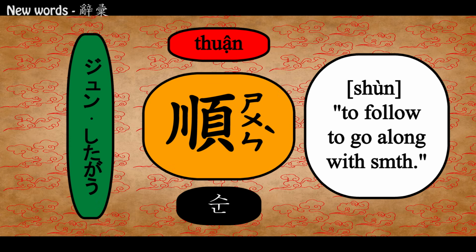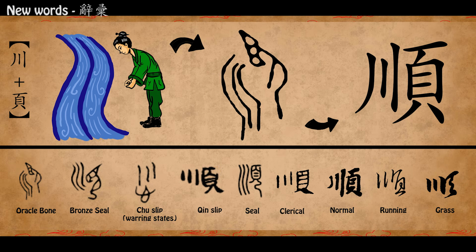Shun, to follow, to go along with. From chuan, river, and ye, head. To be like the river, to go with the flow, to follow. Chuan also gives the reading.